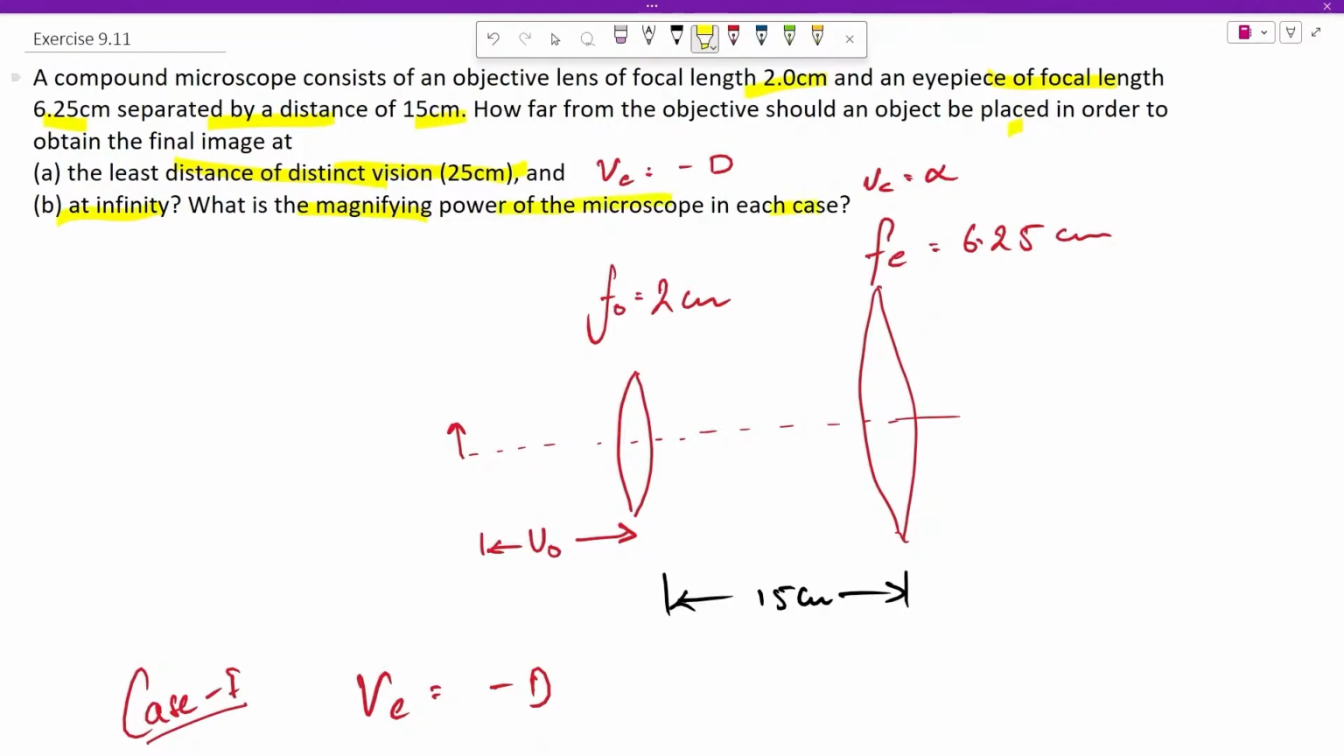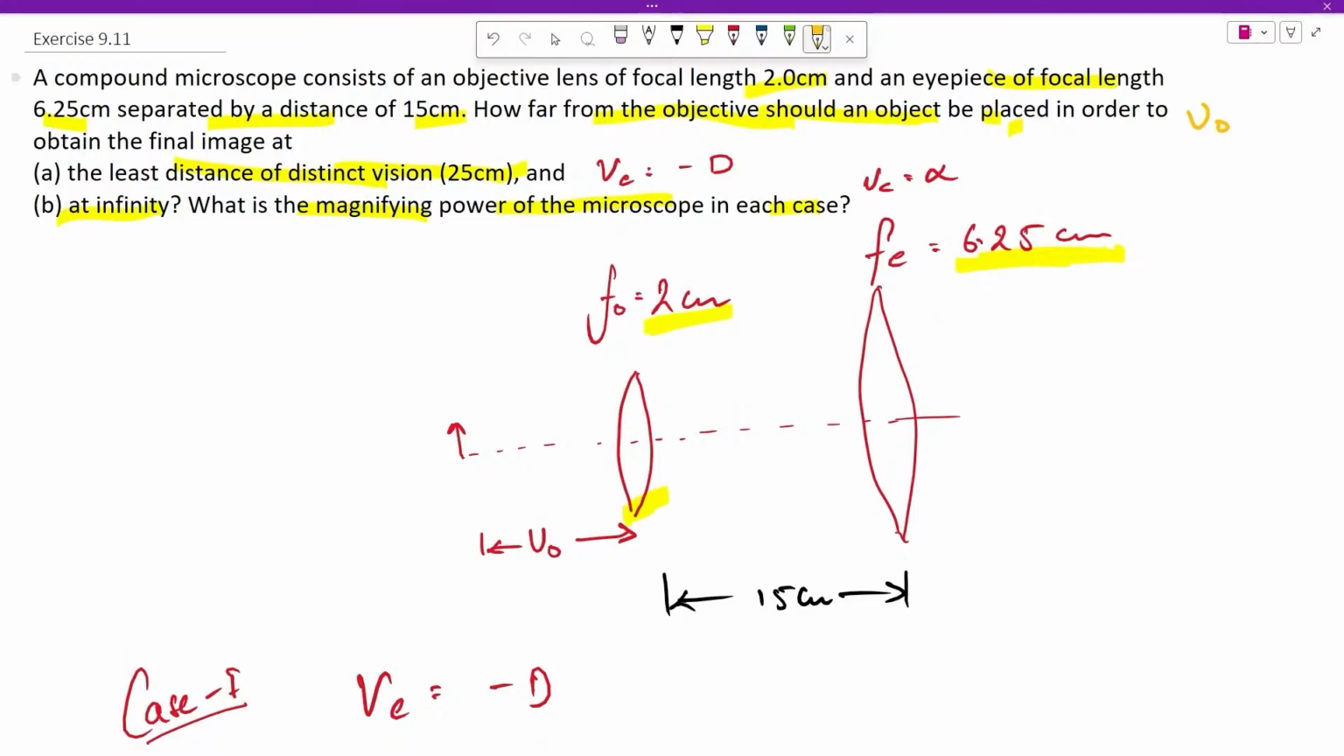Now here we have been given a compound microscope of which the objective has a focal length of 2 centimeter and the eyepiece has a focal length of 6.25 centimeter. We have to find out how far from the objective an object should be placed. Like we have to find out the value of u objective in the case VE, that is the image formed by the eyepiece, is at minus D. D is the least distance of distinct vision, that is 25 centimeter, and the second case is VE equals infinity, that is the image is forming at infinity, which is good for relaxed eye view.